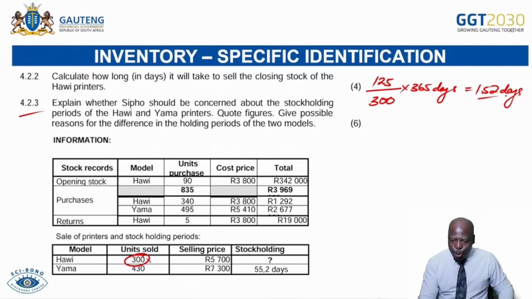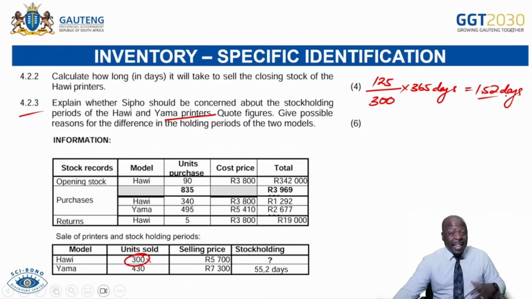Explain whether SIPO should be concerned about the stock holding period of the Howie and the Yama printers. Remember, these are printers. That is very key. You need to know your products. Are your products fashion products? Is it clothes? Is it t-shirts? Is it shoes? Is it belts? Are they perishables? Is it yogurts? Is it tomatoes? Is it ice cream? Are your products seasonal?